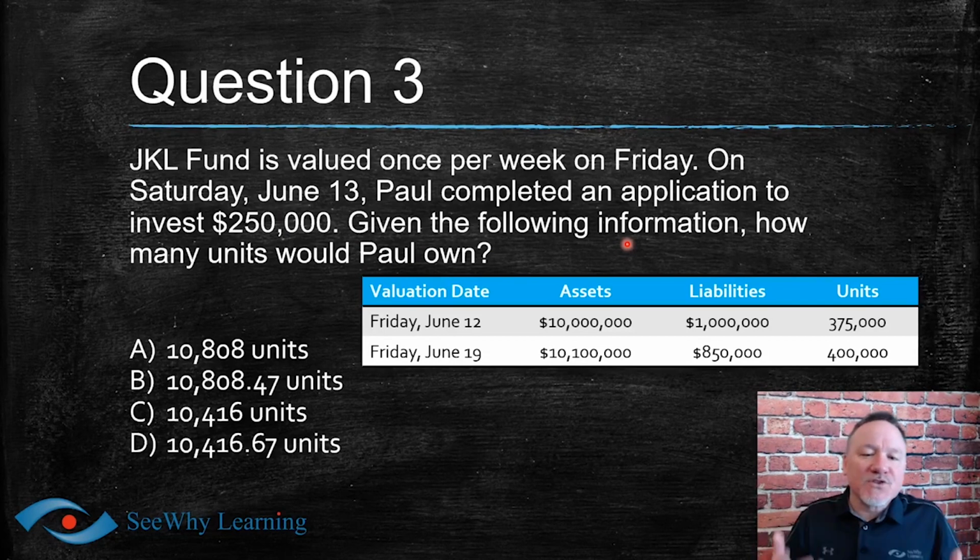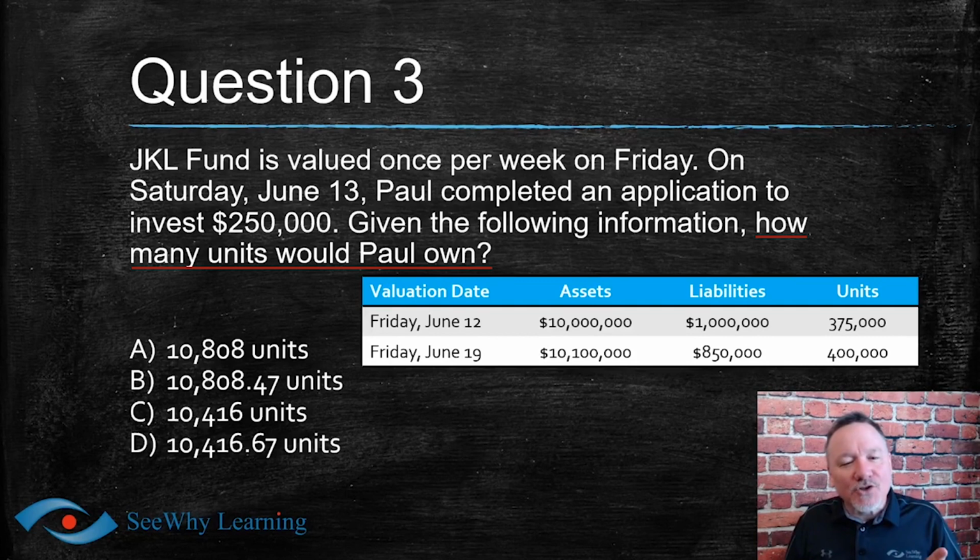Again, what's our first step in solving these kinds of questions? RTQF, read the question first. So this question is asking about how many units would Paul own. This question is really testing whether students know forward pricing and how forward pricing works. And I think it does something else too.